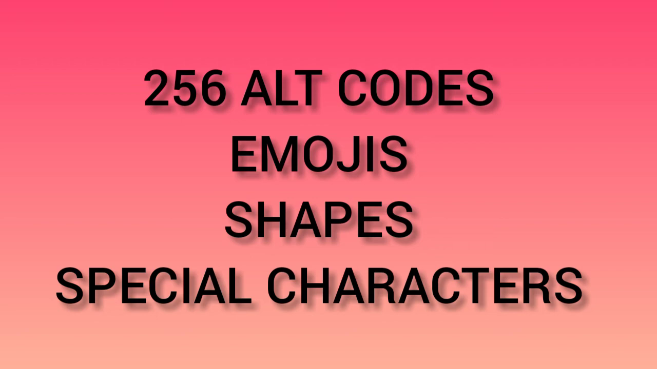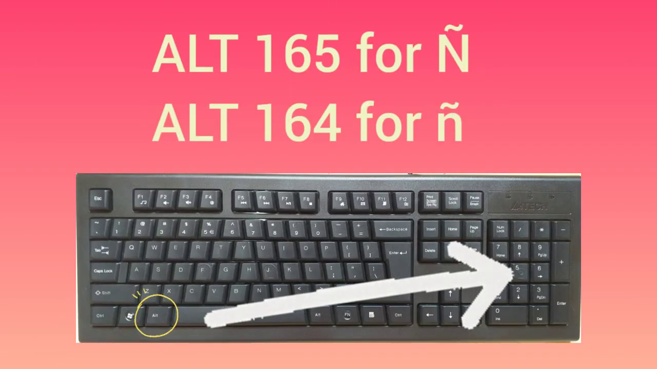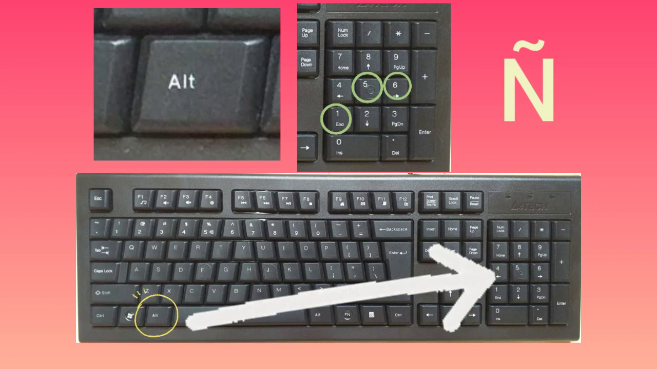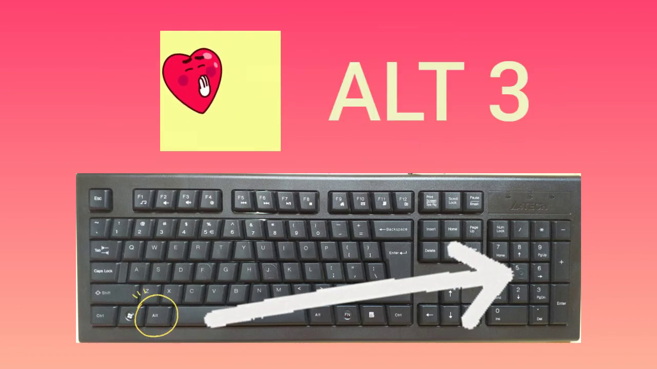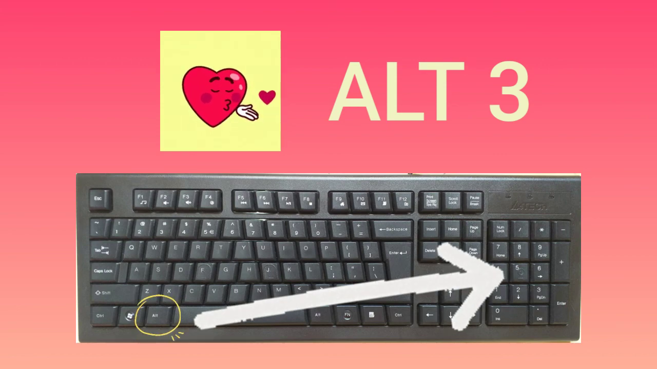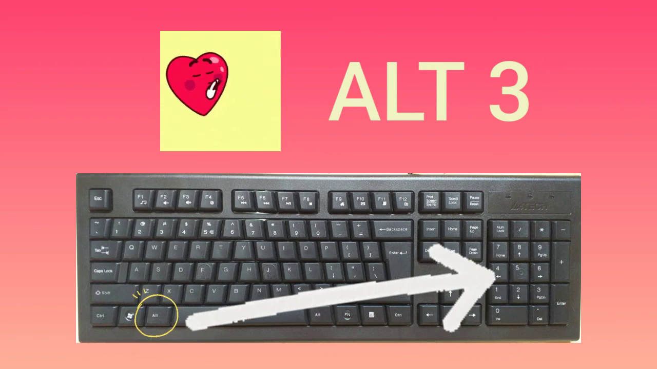To get the big letter enye, hit Alt and the number 165. And for small letter enye, hit Alt and the number 164. And if you want to send me a heart, hit Alt and the number 3.